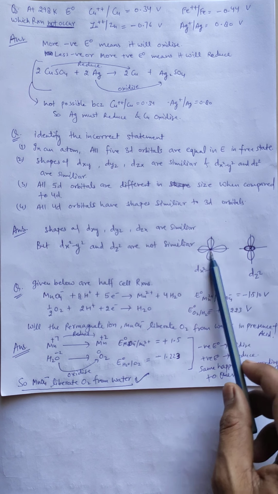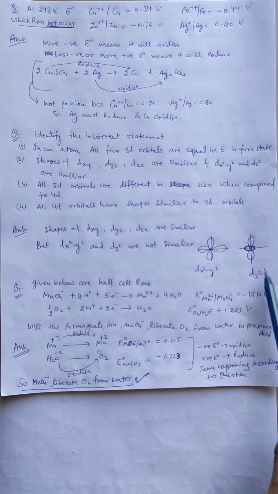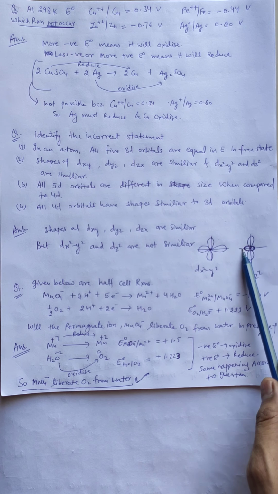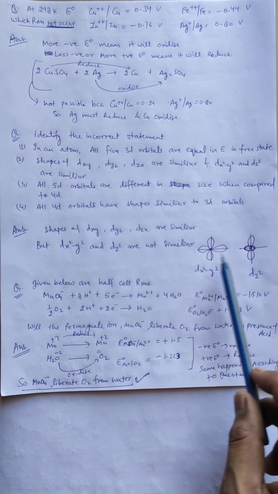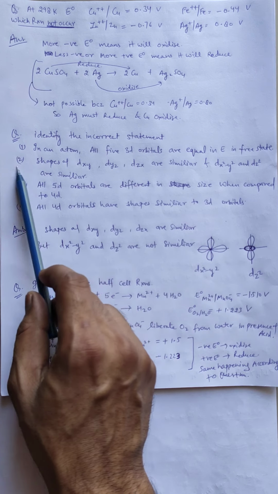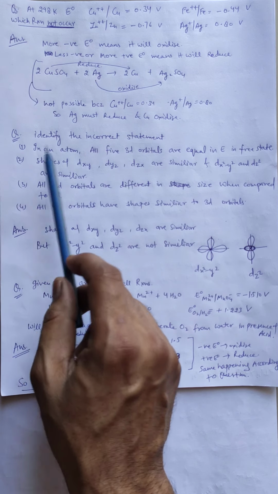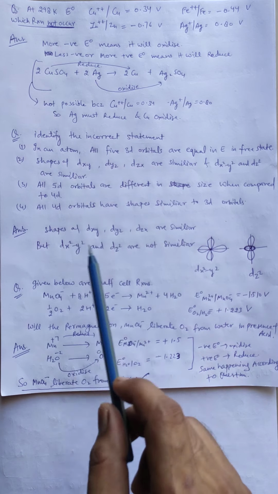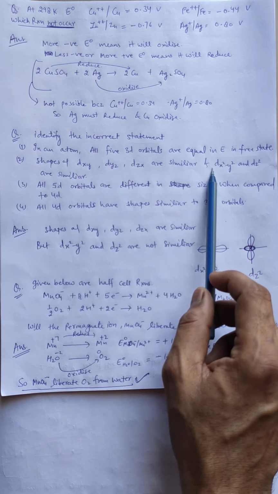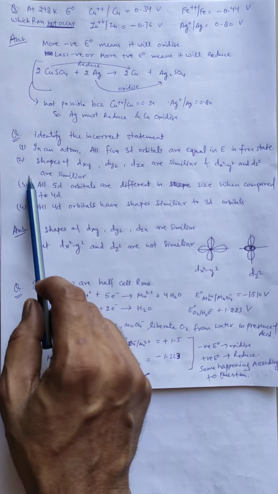X and y directions are there. Now dz square is in z direction and a ring formed there. So the structures of dx square minus y square and dz square are different. So the second option is incorrect. We have to find out the incorrect statement there, so the second option is the right answer because it is incorrect. Dx square minus y square and dz square are similar. It is wrong.